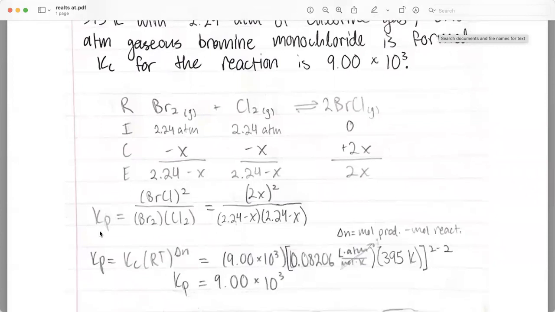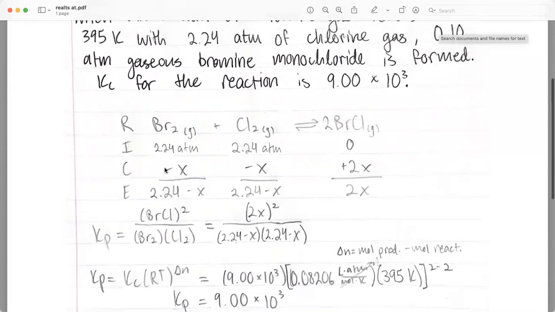So then we write our equilibrium expression. So Kp, and then it's the partial pressures of the products over the partial pressures of the reactants. So it's squared for BrCl because there are 2 moles of it, and then just over the partial pressure of bromine times chlorine. And then you can plug in what we wrote in the RICE table. So it's 2x squared over 2.24 minus x times 2.24 minus x.